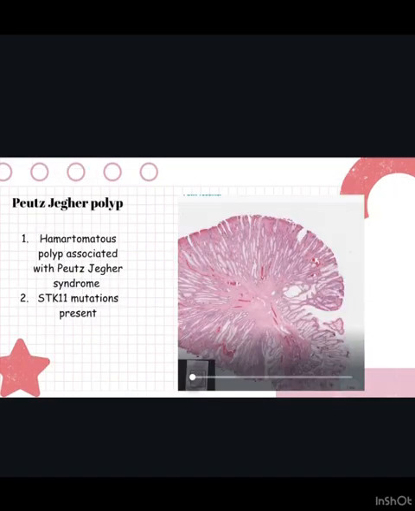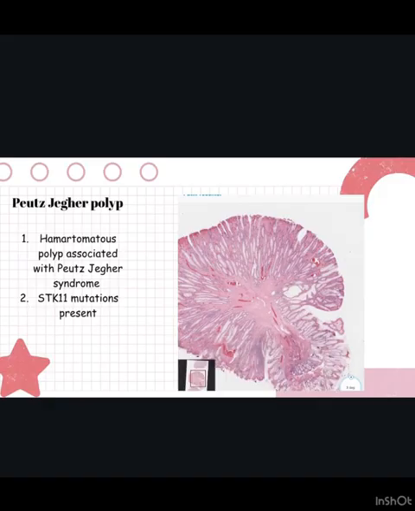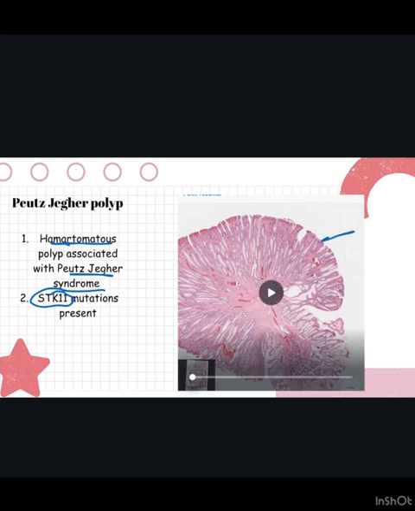We now move on to the hamartomatous polyps. Amongst the hamartomatous polyps, the most characteristic polyp which is most commonly seen is the Peutz-Jeghers polyp. Peutz-Jeghers polyp is a hamartomatous polyp which is associated with the Peutz-Jeghers syndrome. In Peutz-Jeghers syndrome, the most characteristic mutation which is present is the STK11 mutation. Now let us have a look at this slide. In this slide you have a small bowel mucosa which is in a polypoidal configuration. Now in this you can see there is a very distinct papillary villus architecture.